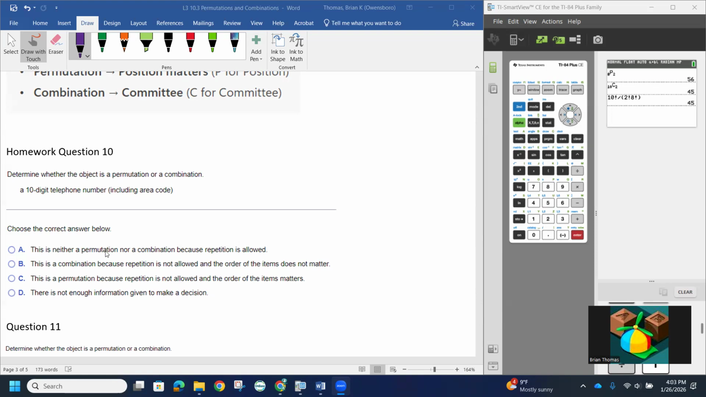So this is going to be neither a permutation or a combination because when dialing a number, order does matter, but since there's repetition involved, we can't use the permutation formula. So that would be neither a permutation or a combination.